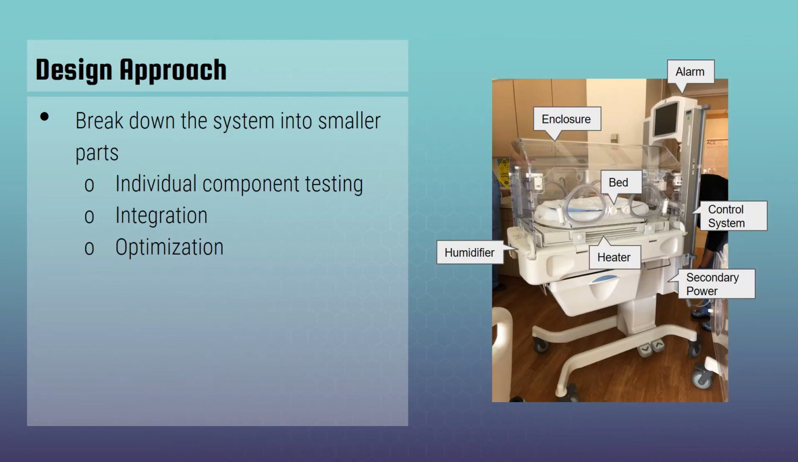To initiate our design, we broke a commercial infant incubator into critical subsystems. The major subsystems are shown in the image to your right, which include a bed, an enclosure, a control system, alarms, heater, and a humidifier. After segmenting the incubator into subsystems, we conducted testing on each component to ensure it functioned correctly. We then integrated the components of each subsystem together, forming a functional incubator. We are currently working to optimize the function of the incubator.